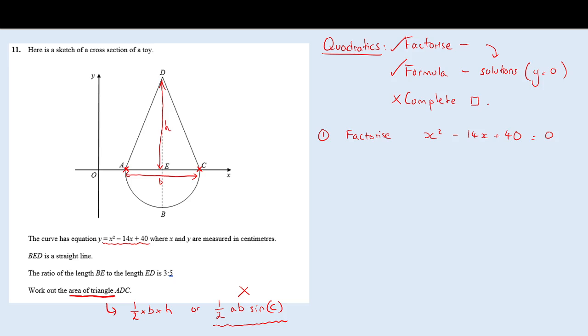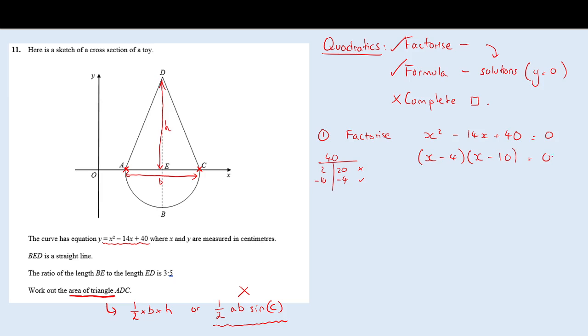Okay, so I'm going to start revealing the answers for this now. So I'm thinking two numbers that multiply together to make 40, that add up to make negative 14. So let me think. 40 to make negative 14. I could use 2 and 20, but that doesn't work. I could use 10 and 4. If they were both negative, that would work. So I'm going to have x take away 4 and x take away 10.